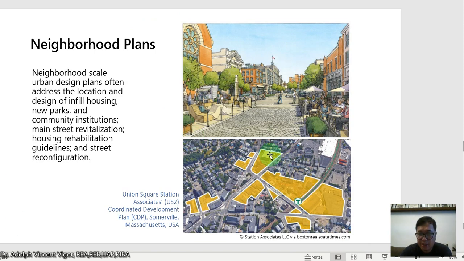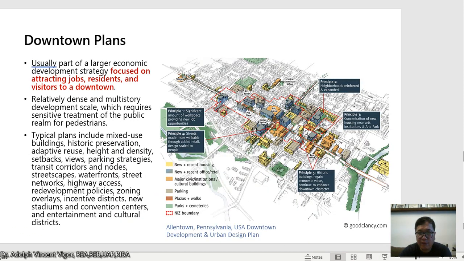You could see here, I think these are just the small sections of a city. So just a neighborhood. Then we have the downtown plan. So an example is the Allentown, Pennsylvania, USA Downtown Development and Urban Design Plan. So I think this is a much bigger already in scale.